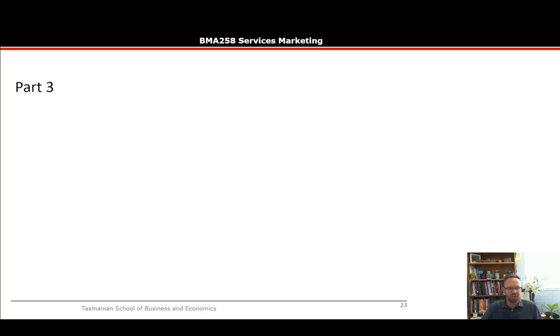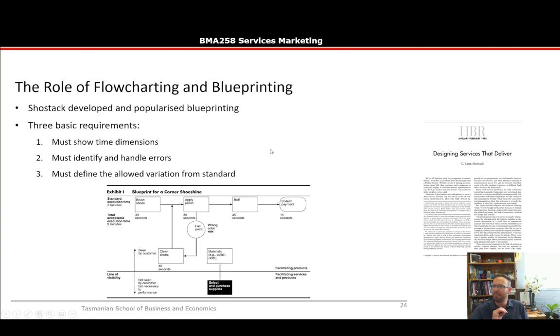Hello and welcome to part 3. We're going to be looking at doing blueprinting here. This is entitled the role of flowcharting and blueprinting. Shostack, and we've talked about Lynn Shostack before, developed and popularized blueprinting, and it's still used very much today. There are 3 basic requirements to develop a blueprint.